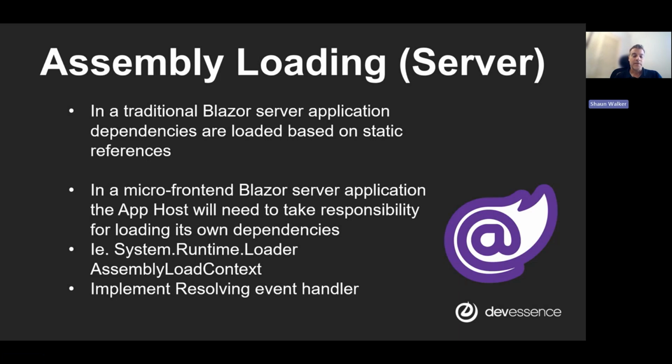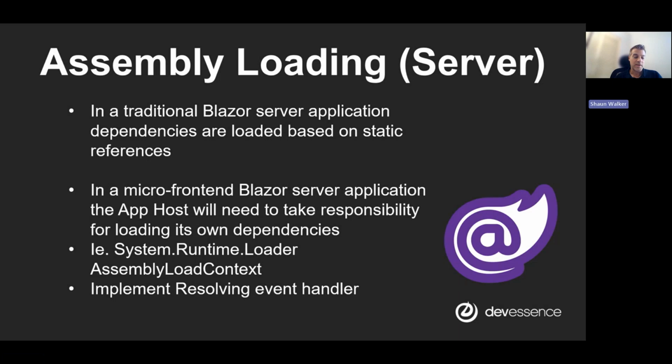And so because of that, when you run the application, it knows which assemblies it needs to load by default. In a micro front end model, the Blazor server application doesn't know, right? Because everything's loosely coupled. You don't have hard-coded references to things in the app host. So the app host needs to take responsibility for discovering what the different assemblies are that are part of the application and then loading those dependencies.